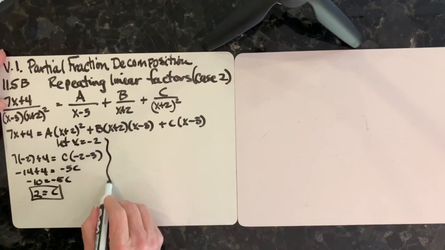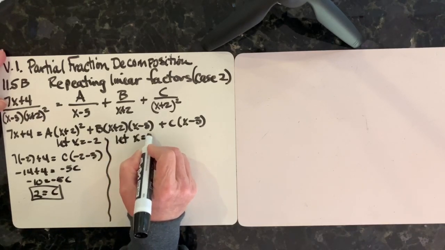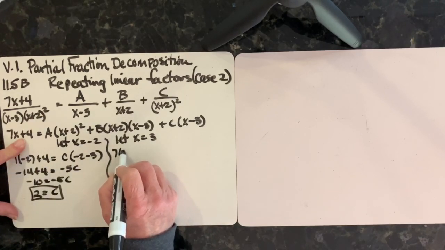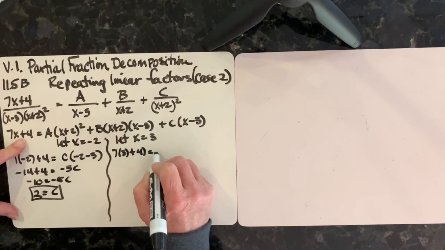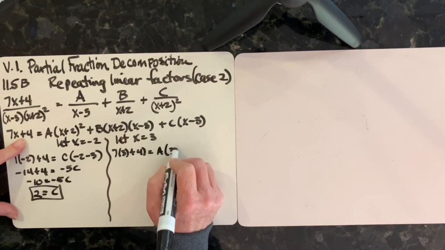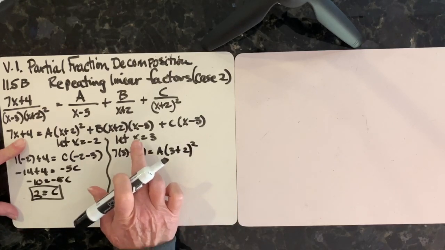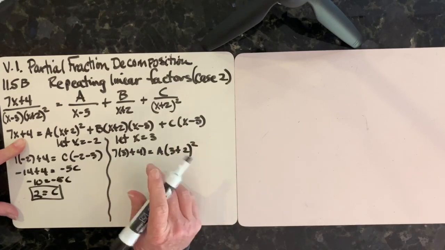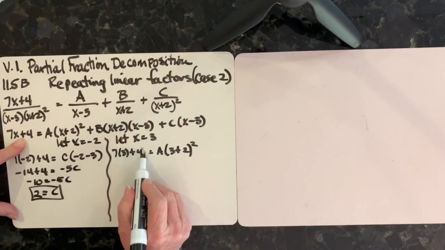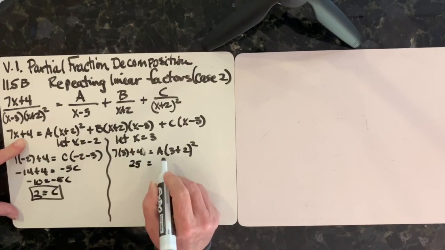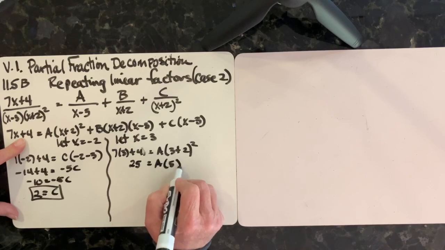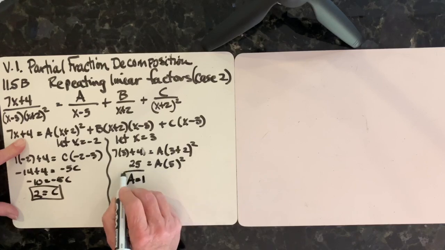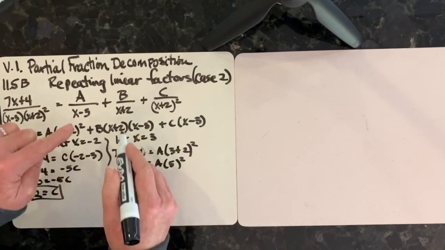All right? So the next one we're going to do is we're going to let x equal 3. Again, please don't forget this side. Right? So I got 7 times 3 plus 4 equals a times 3 plus 2 quantity squared. Now when I sub in a 3 here, this 0 times those go away. Sub in a 3 here, that goes away. So I end up with 21 plus 4, so I get 25 equals a times 5 squared. So it looks to me like a is going to equal 1. Again, I can use this in the future for the other ones.